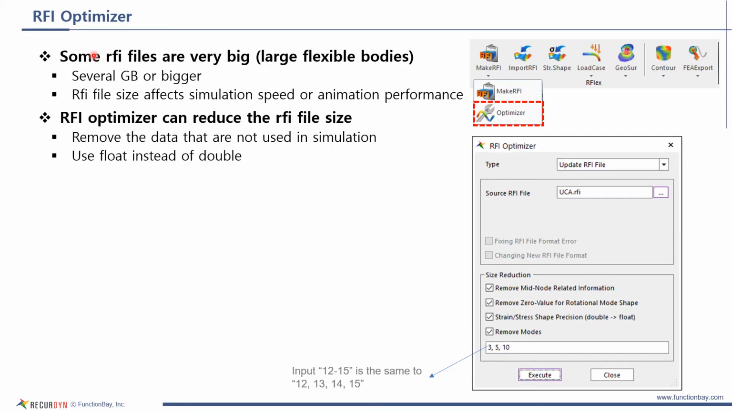RFI Optimizer is a tool to reduce RFI file size. For large flexible body models, the RFI file can be several gigabytes or bigger. Huge RFI files affect computation speed and animation performance. In this case, you can use the RFI Optimizer to reduce the RFI file size. You can reduce the file size by removing data that is unnecessary in this simulation, or by using float instead of double.